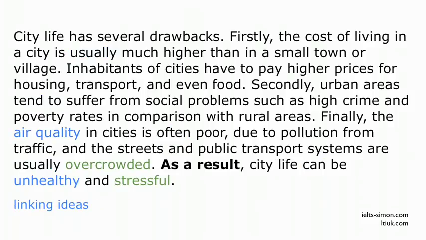Finally, here's an example of some very good linking between ideas in 2 sentences. I'm saying that the air quality makes cities unhealthy, and the overcrowded streets and transport systems make cities stressful. So using as a result, I've linked air quality with unhealthy and overcrowded with stressful.